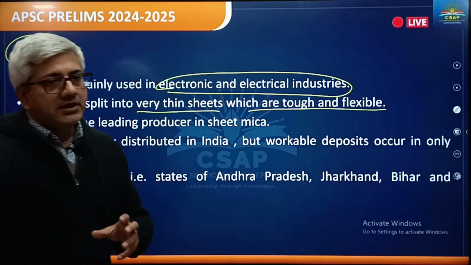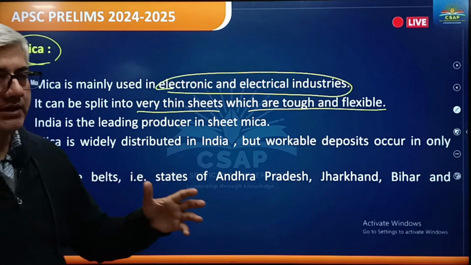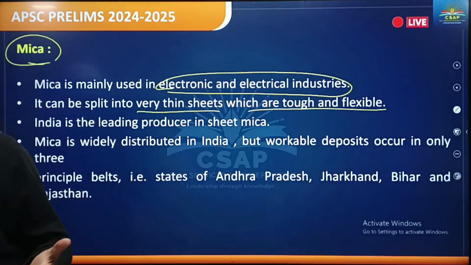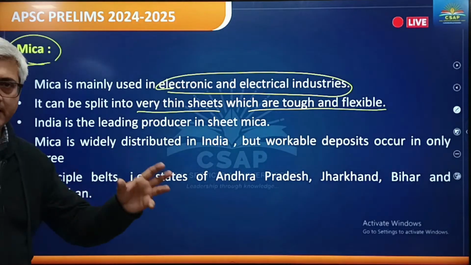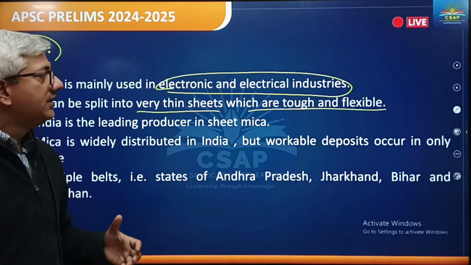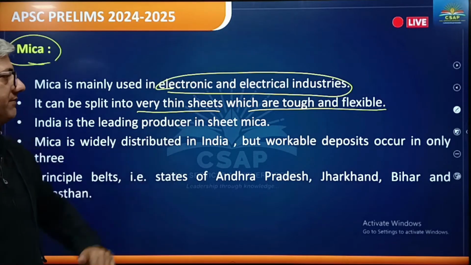So the so-called motherboards are made from these. In electronic industries, whether mobile phone or laptop or any electronic gadgets, on those sheets they do welding or soldering of so-called capacitors, transistors, diodes and so on. So that part is actually made of mica. It can be split into very thin sheets which are tough and flexible.